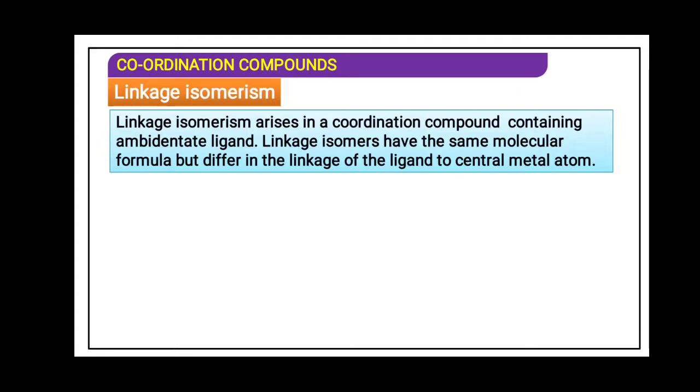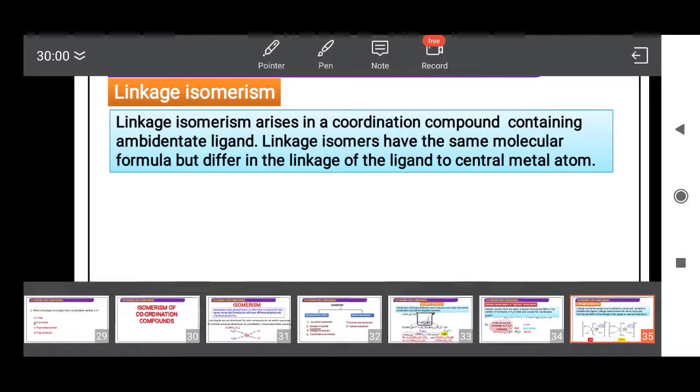attached. So if there is a difference in the linkage with the different donor atom, for example in the case of the nitro NO2 group, when NO2 is attached to a central metal atom, in one case nitrogen can be the donor atom, in another case oxygen can be the donor atom. So in that case I can say that the isomerism exhibited is linkage isomerism.